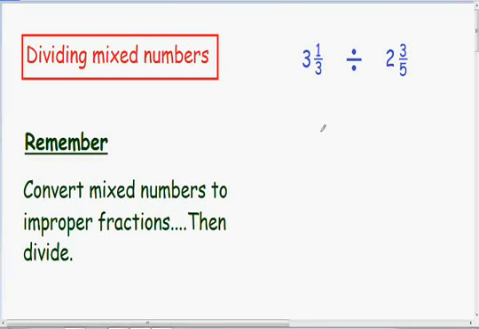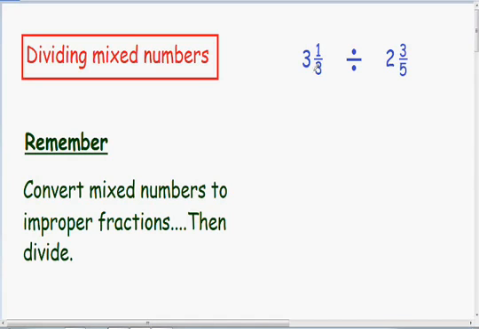So welcome to my video on dividing mixed numbers. Here we have 3 1/3 being divided by 2 3/5. And the first thing I like to do, and I wrote this for you in green, is to convert the mixed numbers into improper fractions and then divide. So that's the first thing I'm going to do. I'm going to convert these mixed numbers into improper fractions.